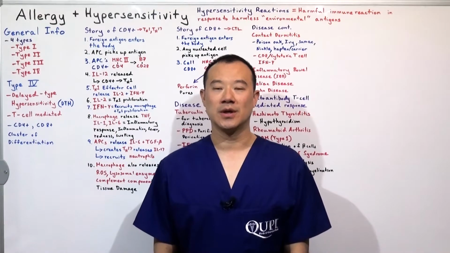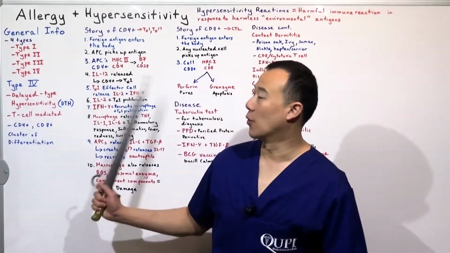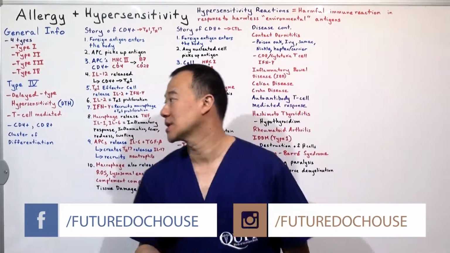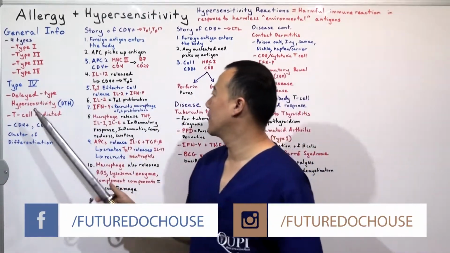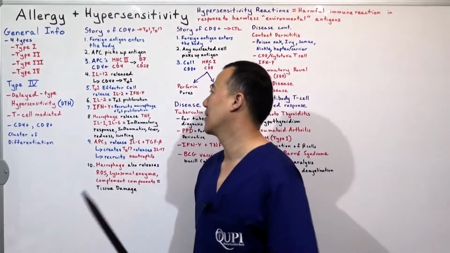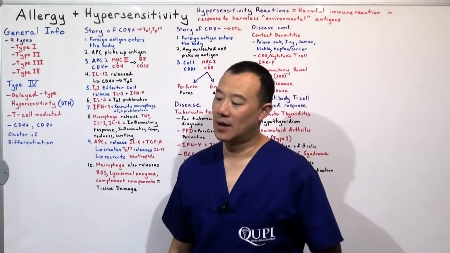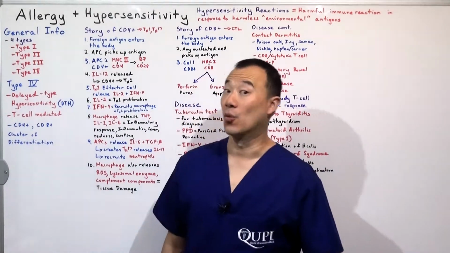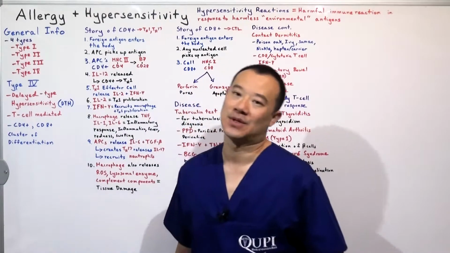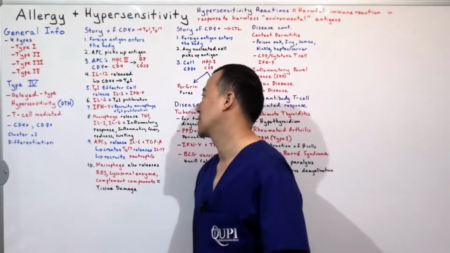We are continuing our journey on hypersensitivity. Type 4 hypersensitivity, also known as delayed type hypersensitivity, or DTH. You might recall type 1 was immediate hypersensitivity, whereas type 4 is delayed hypersensitivity.